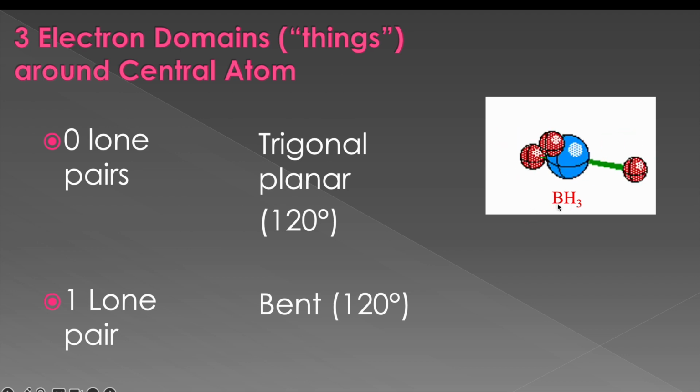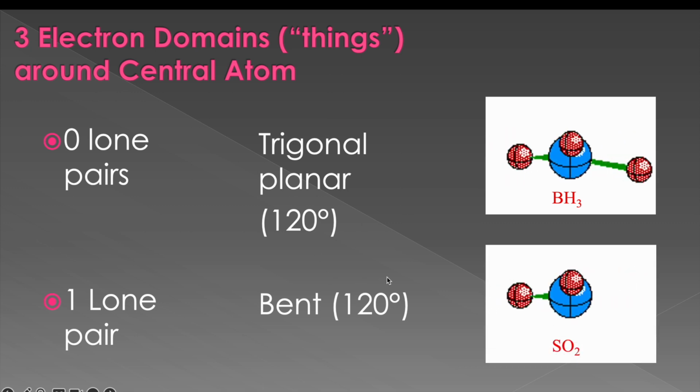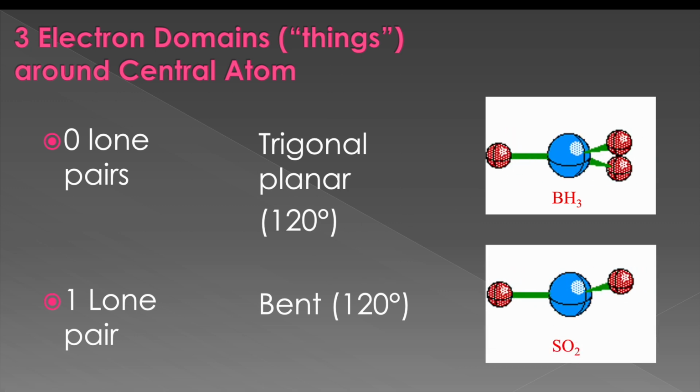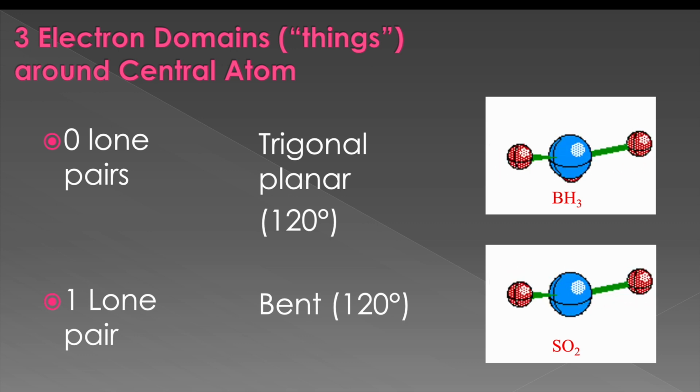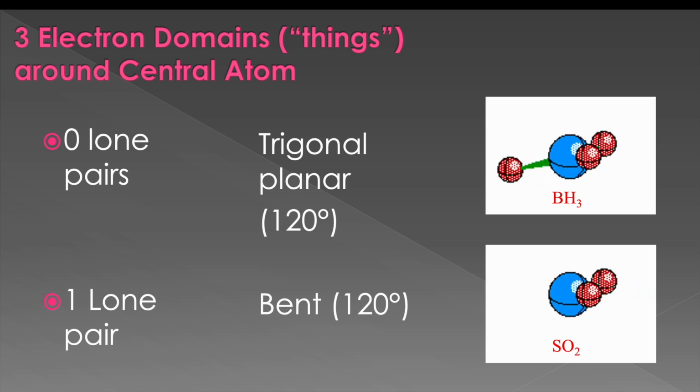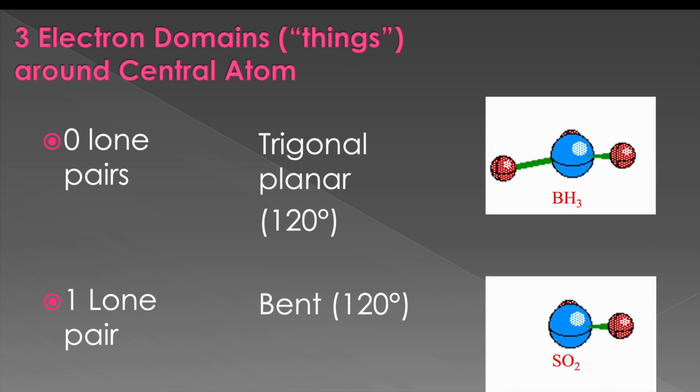We have not talked about it, but boron is happy with only 6 valence electrons. It doesn't matter whether these are double bonds or single bonds. If there are only three things around the central atom and no lone pairs, we call that a trigonal planar shape. And the bond angle between those are 120. And then there's a second type of bent. This is bent at 120 degrees. This is when you have three things around the central atom and one lone pair.